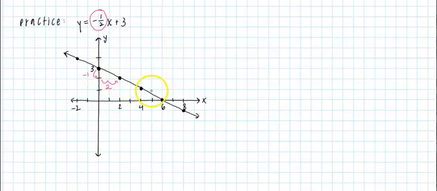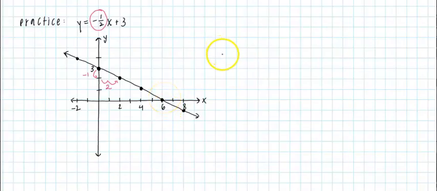You could keep repeating that pattern as many times as you wanted. For example, if you wanted to find the x-intercept of this equation, you could keep repeating that pattern of the slope until you hit the x-axis. You could tell that this has an x-intercept of +6.